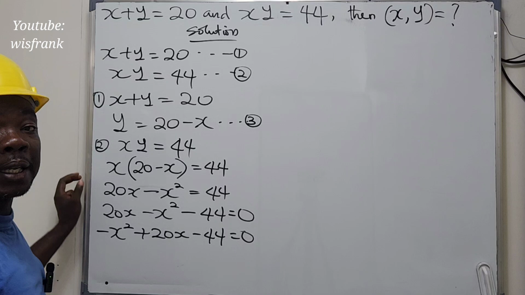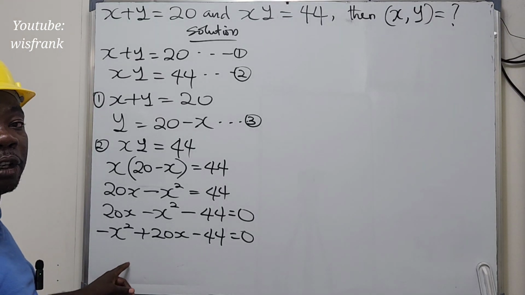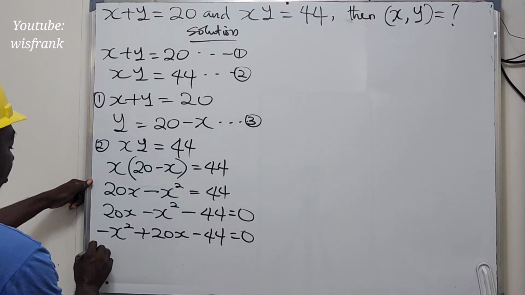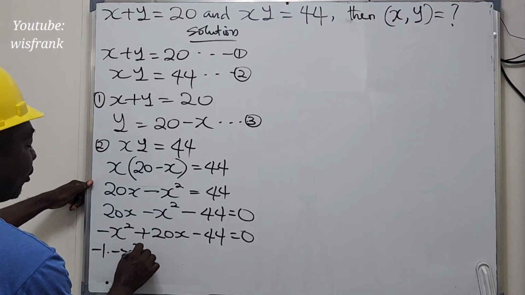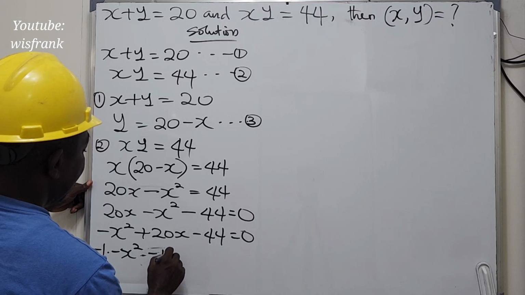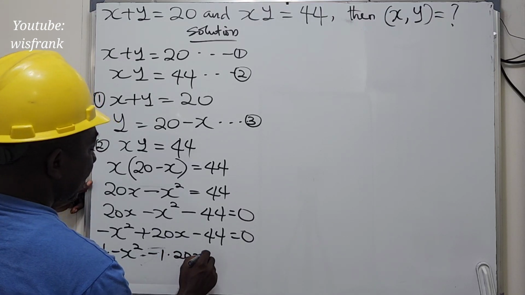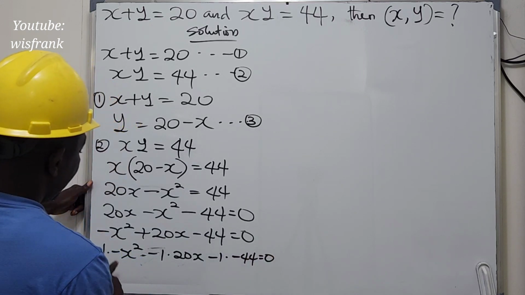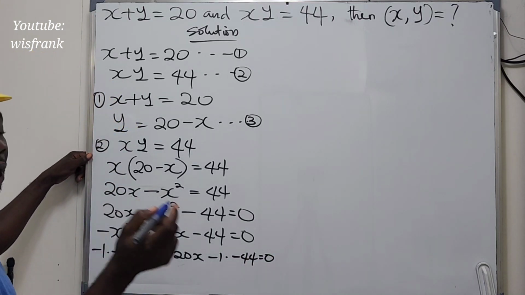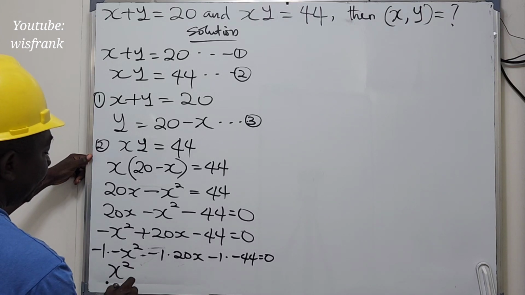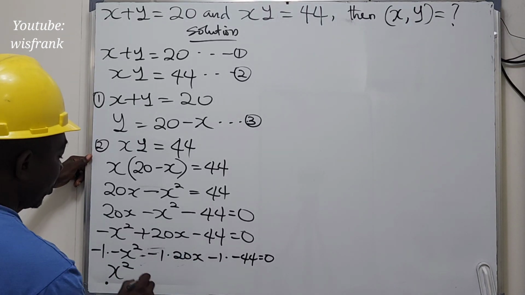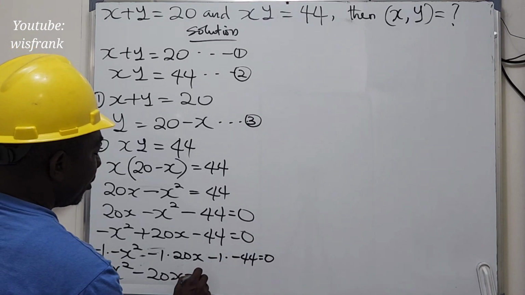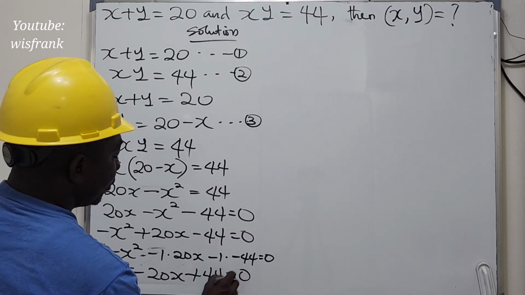For us to clear this negative sign in front of the x to the power of 2, we have to multiply all through by minus 1. So this will become minus 1 times minus x to the power of 2, minus 1 times 20x, then minus 1 times minus 44 equals 0. In this case, minus 1 times minus x to the power of 2 will give us x to the power of 2. Then minus 1 times 20x will give us minus 20x. Then minus times minus 44, we have plus 44, all equals 0.